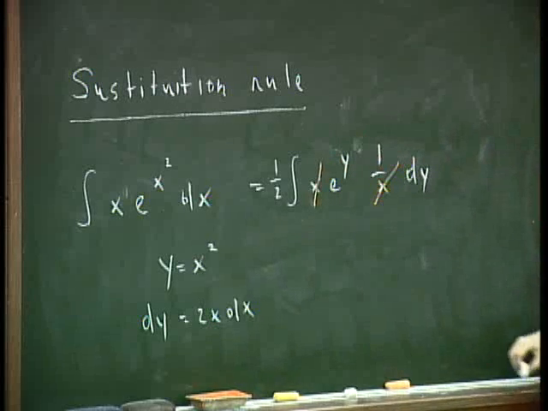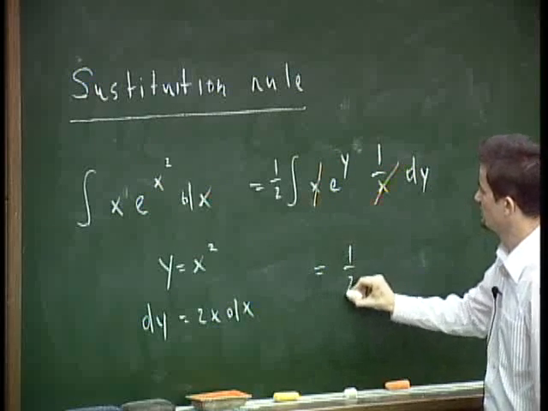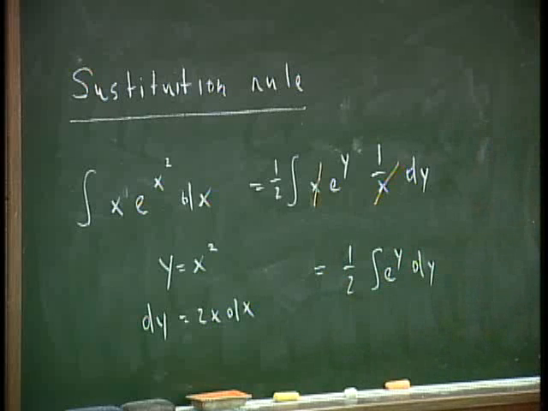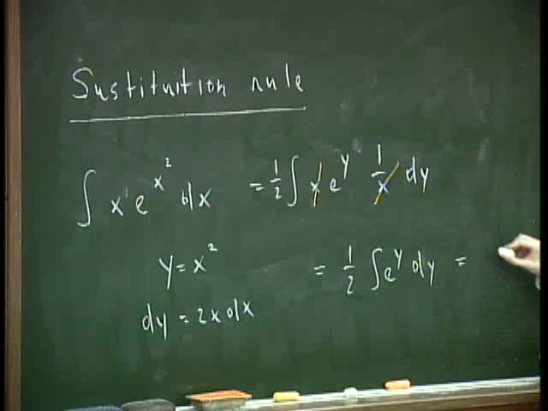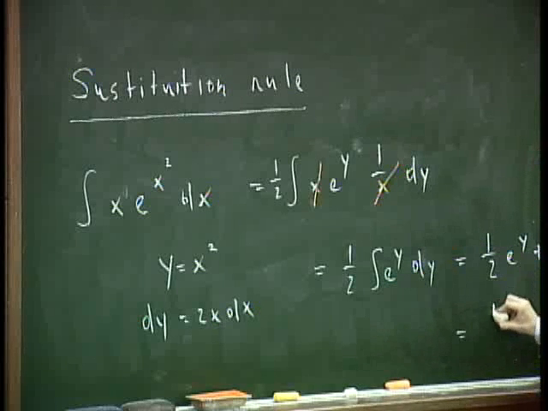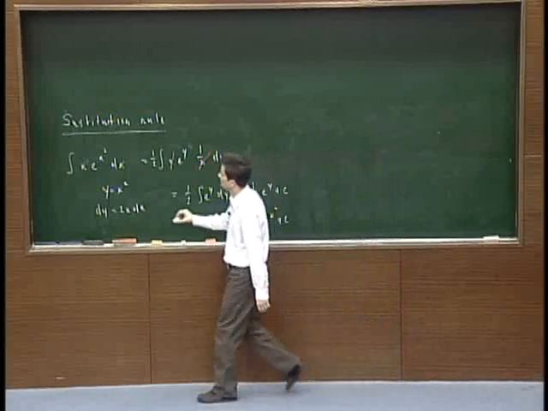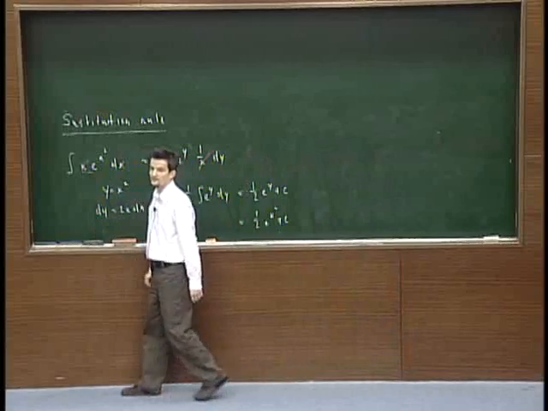Okay, and what remains is just a function of y. And this one is very easy to integrate because we know that for this function, the derivative is itself. So you have 1/2 e to the y plus a constant. And then you replace y again by x squared. Actually, this is something which we could have guessed also from this function if you are asked to find the antiderivative.